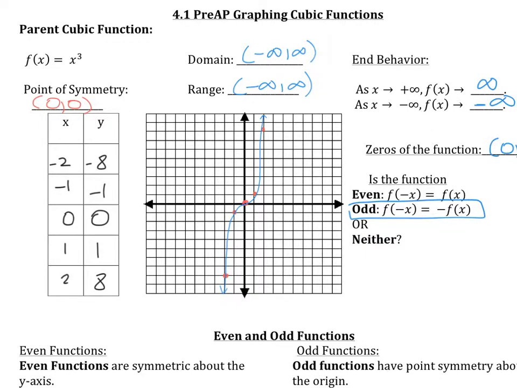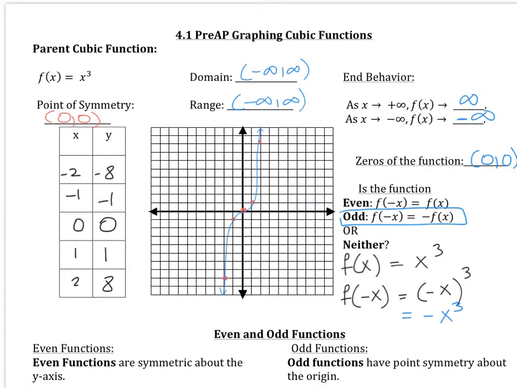Now, to prove this algebraically, let's find f of x and f of negative x. f of x is x to the power 3 as it is. Now, f of negative x means I have to plug in negative x instead of x and raise it to the third power. When you raise a negative number to the third power, it stays negative, to any odd power, basically.